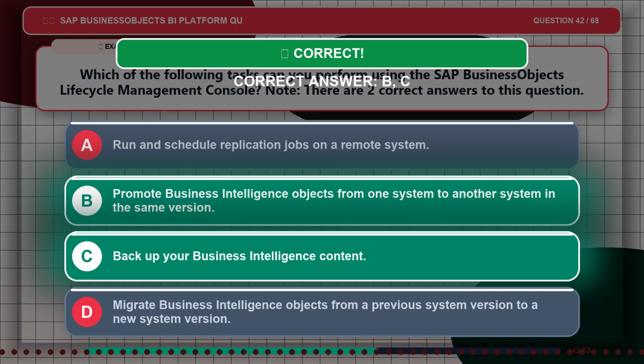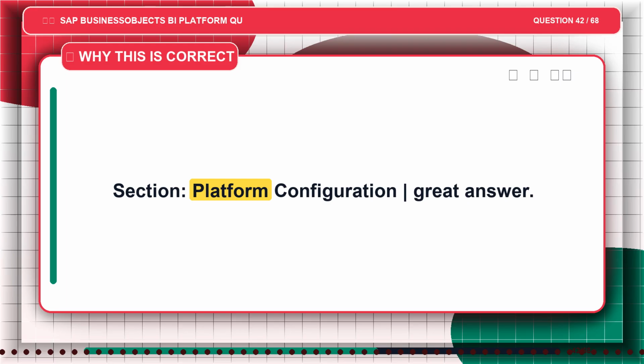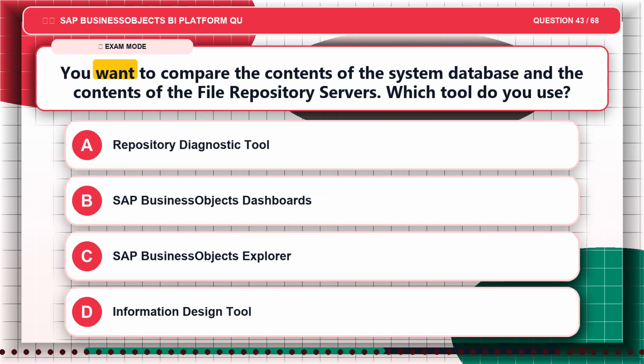The correct answers are options B and C. Promote business intelligence objects from one system to another system in the same version. Back up your business intelligence content. Section, Platform Configuration. Great answer. Question 43. You want to compare the contents of the system database and the contents of the file repository servers.